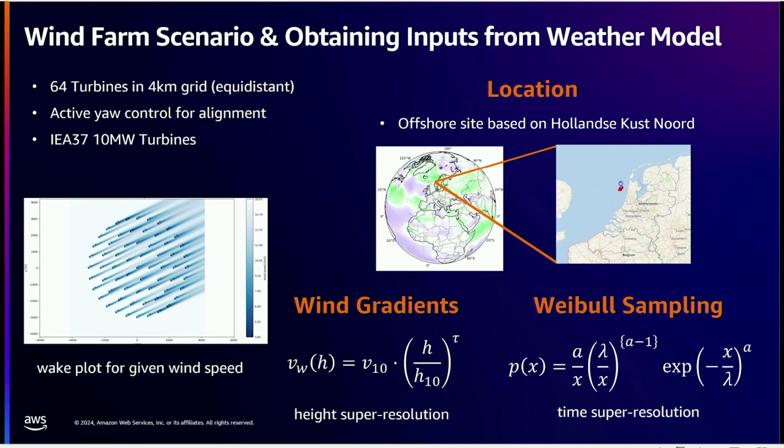The location itself is based on a real wind farm, Hollandse Kust Noord. It's just off the coast of the Netherlands. We put 64 turbines in a grid.